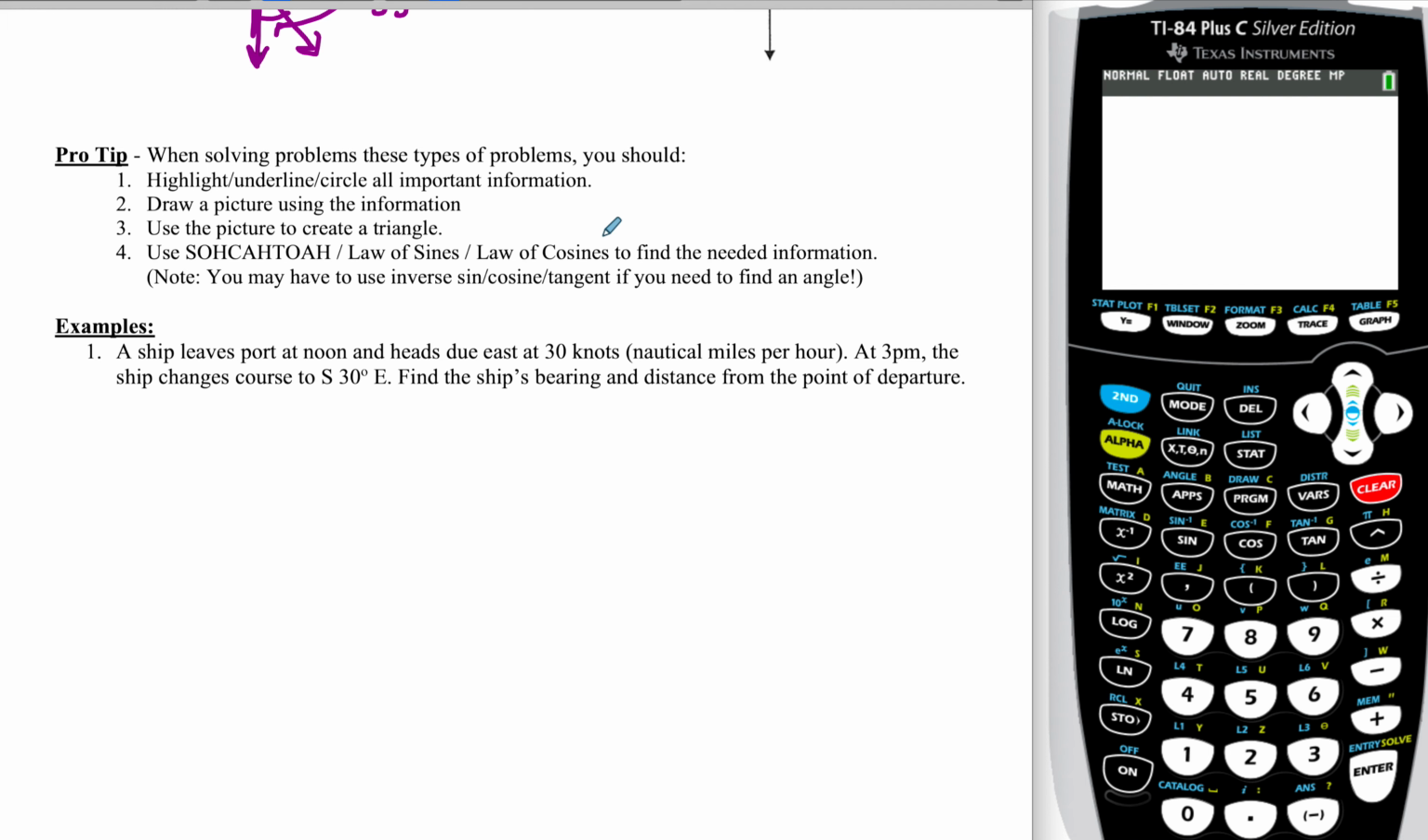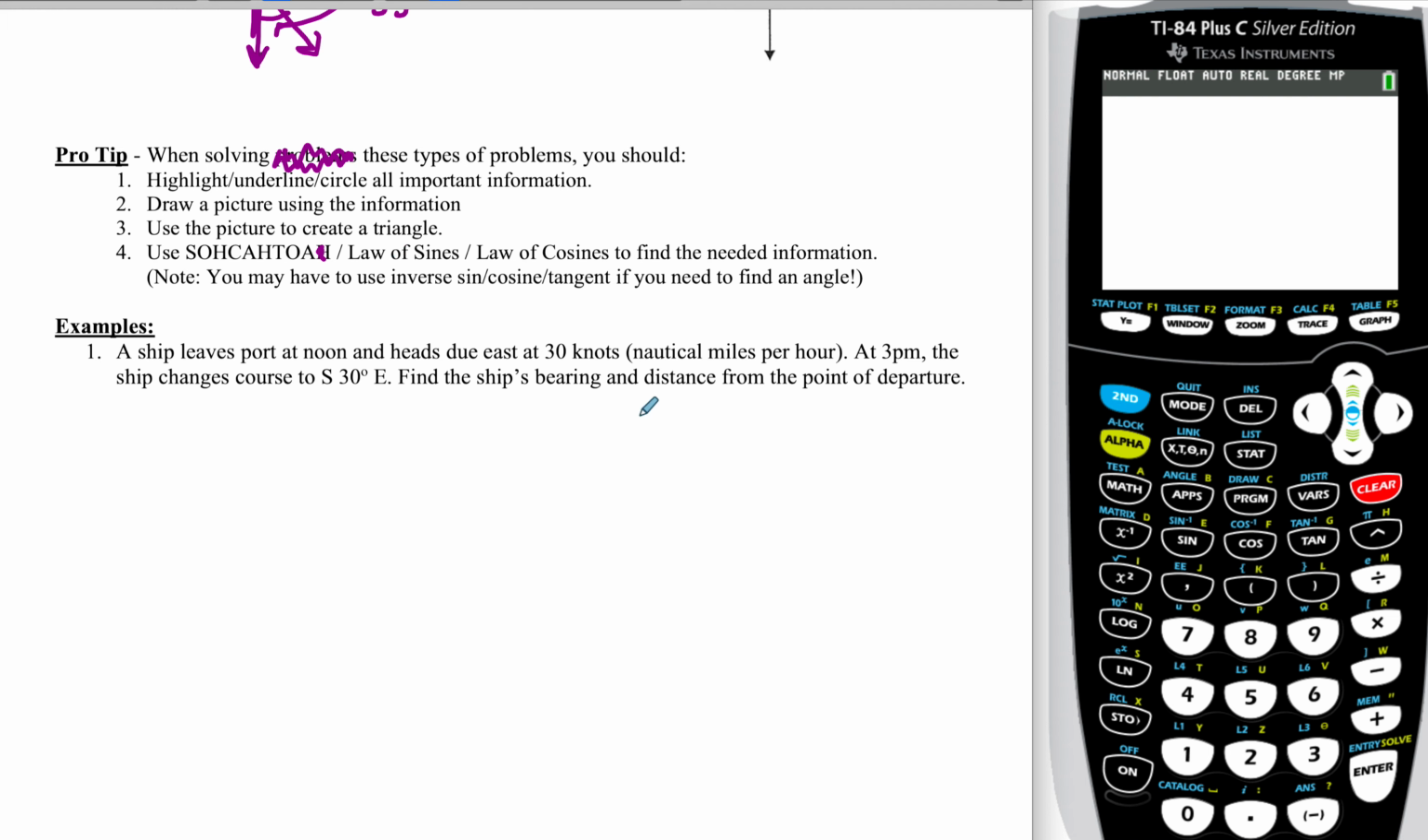And so basically, when we're solving problems, I guess there's a little typo. When solving these types of problems, our idea is, one, we're going to pick out the important information. We're going to draw a picture using the information. We're going to use the picture to create our triangle. And then we're going to use either SOHCAHTOA, law of sines, or law of cosines to find the needed information. And we may have to use the inverse rules if we need to find an angle. So it depends on what we're looking to find.